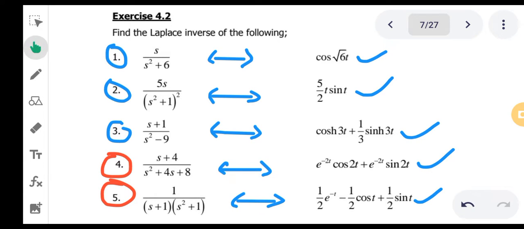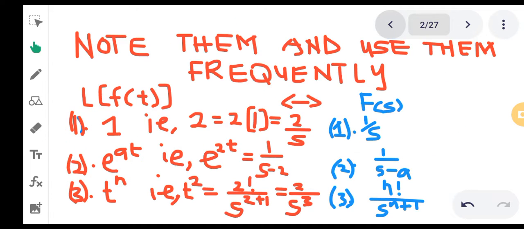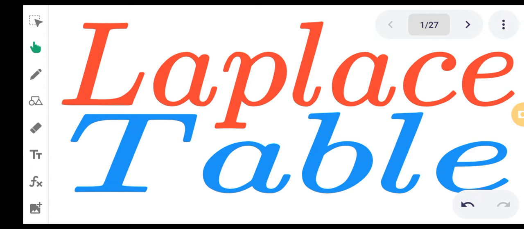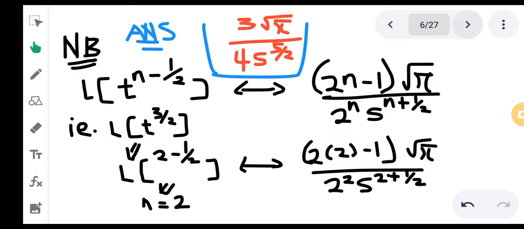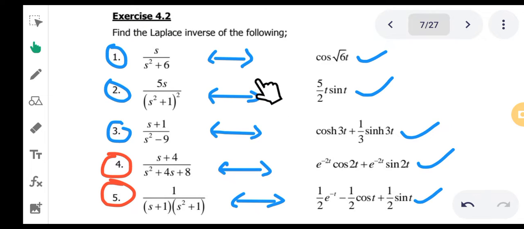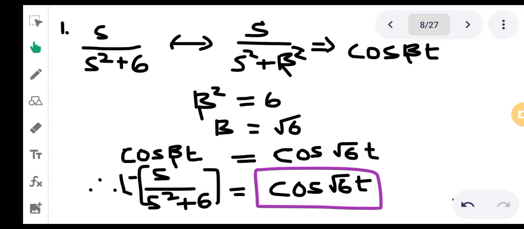Okay, so we saw some examples from our previous videos and how to use the Laplace table. We've already learned this. We want to know how to use the Laplace table to solve these questions. This is the first question, the second question, and the third one. These are the answers for the questions. So let's solve the first one and see how we can use the table.